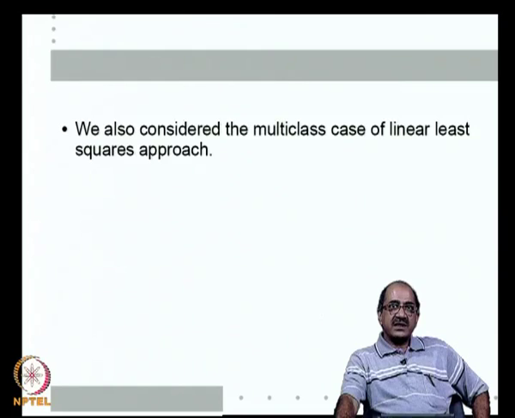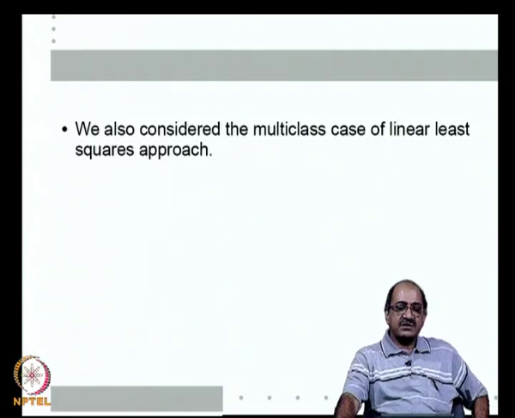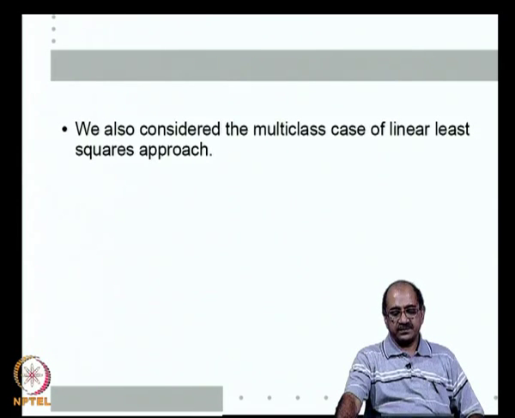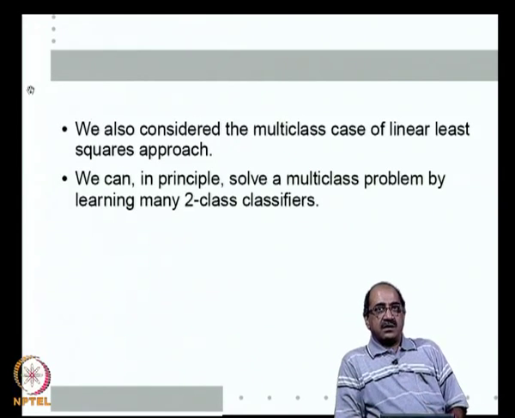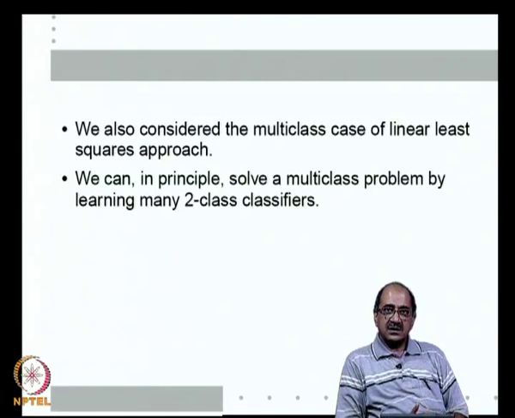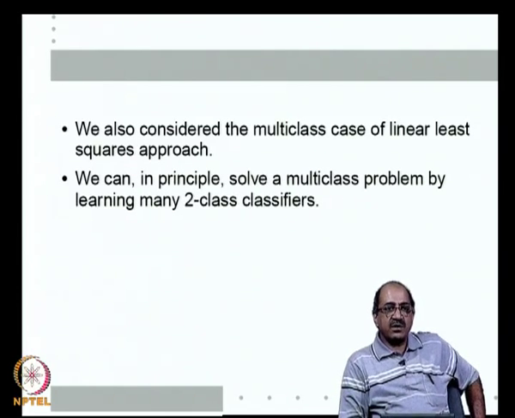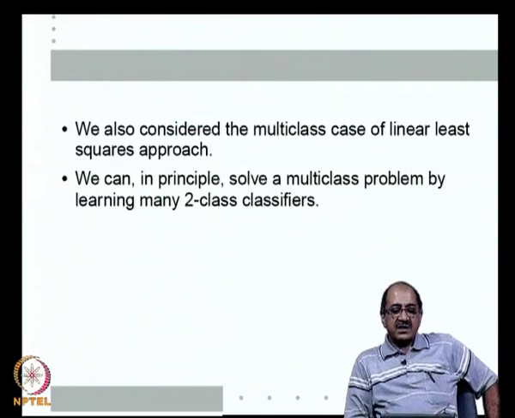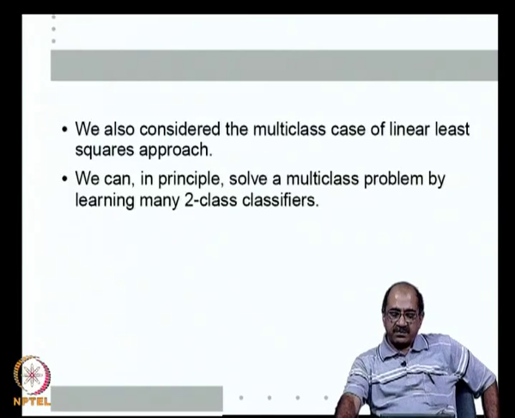In a similar way, we can extend the linear least squares approach to multi-class classification also. What does this mean? To go back to how we started last class, for multi-class classification, right in the beginning of the course, we mentioned that essentially the two class problem is the fundamental problem. If we can solve the two class problem, we can easily solve the multi-class problem, at least in principle. What does in principle mean? That we can have many two class classifiers to solve a multi-class problem.